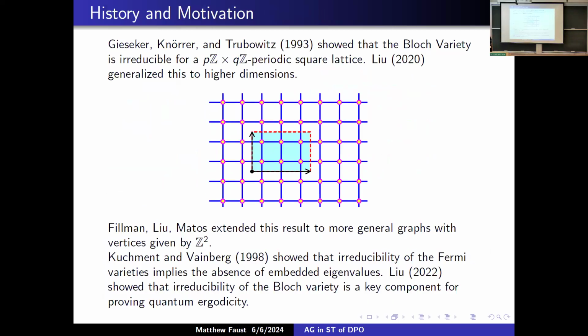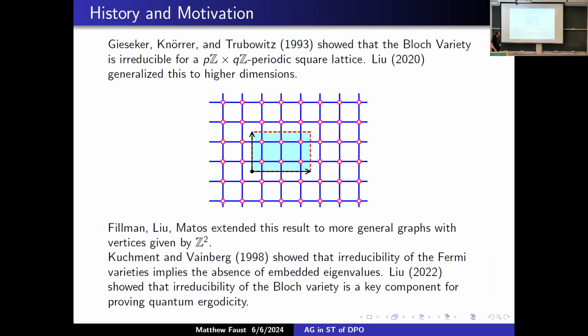You can actually show that it's irreducible always. It doesn't actually matter what your choice of potential is. You can always show that after you change this periodicity, irreducibility is preserved. So one of the reasons to actually care about irreducibility for the spectral theorist is that Kuchment and Vaintrob in 1998 showed that if your Fermi varieties are all reducible, this implies you cannot have any embedded eigenvalues.